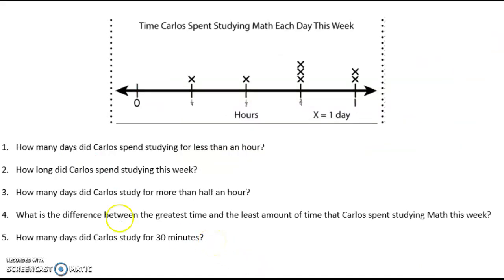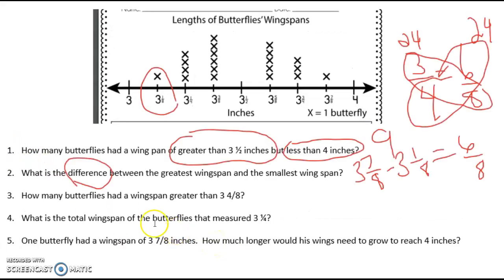All right, number 3. Oh, sorry. Number 3, how many butterflies had a wingspan greater than 3 4/8? Ooh, wait a minute, I don't see 3 4/8 on there. Why don't I see 3 4/8? Why don't I see it?